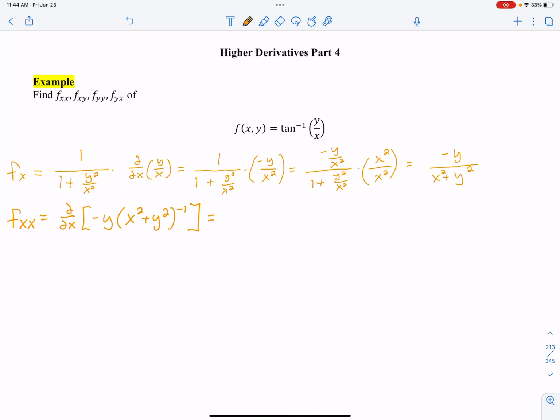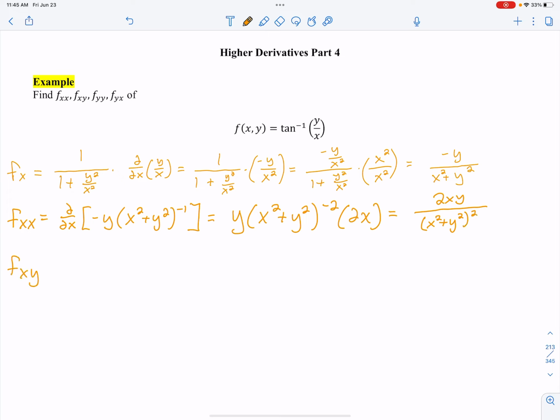Okay, so I got negative y. The negative 1 comes down to make a y. Then I got x squared plus y squared. I drop the power, so it becomes a negative 2. Then it is the partial of the inside. The partial of the inside will just be 2x with respect to x, because the y squared is considered a constant, and it's gone. Okay, so what this gets us is 2xy, and this is going to be over x squared plus y squared to the second power. Okay, we did that one.